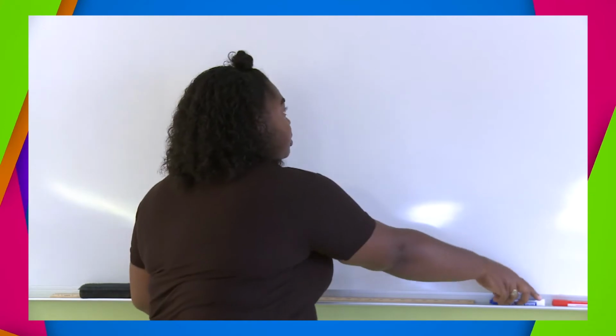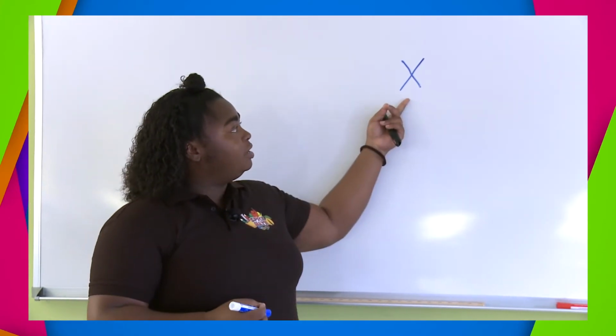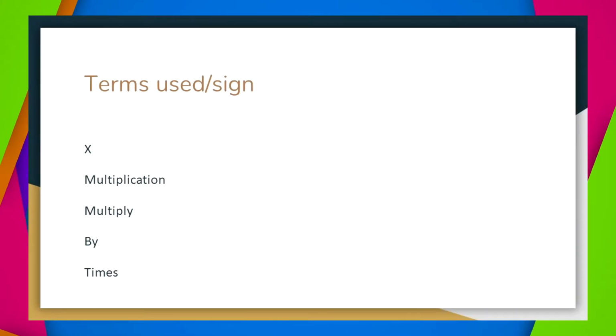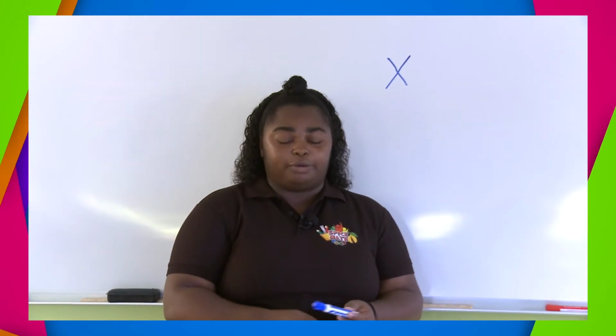The multiplication sign looks like an X, and I'll show you it on the board. This is your multiplication sign. So whenever you see this sign, you know you need to multiply. Some terms used in multiplication are multiplication, multiply, or by. For example, multiply this number by this number. And lastly, times. 3 times 4.